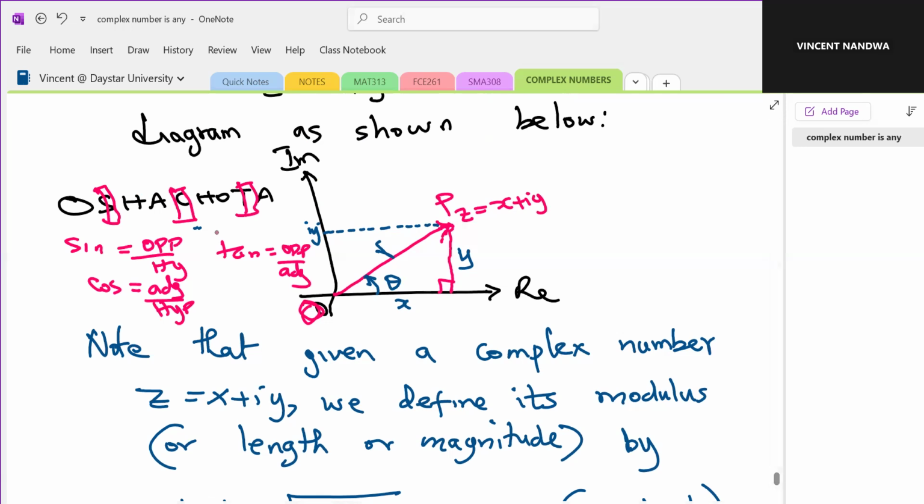Now, from this triangle, we know the complex number is x plus iy. So for this angle theta here, we can say tan theta is given by opposite, which is y, over adjacent, which is x. So theta alone can be given by tan inverse of y over x. So that is how we find the angle theta.